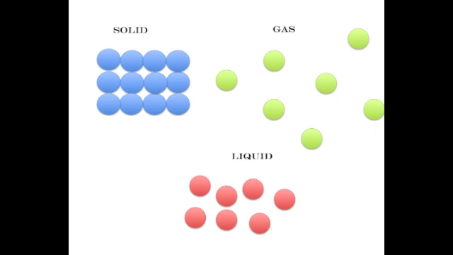The red circles represent a liquid. As these particles are not bonded together as strongly as a solid, the particles of a liquid are more free-moving and can flow over each other. Lastly, the green circles represent a gas. These particles have little attraction to each other and freely move about. These terms will be included throughout the presentation.